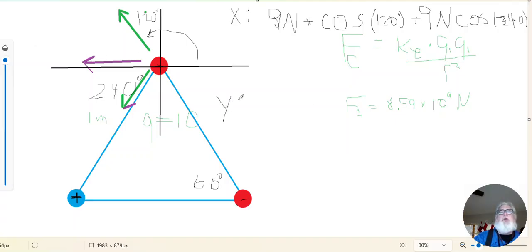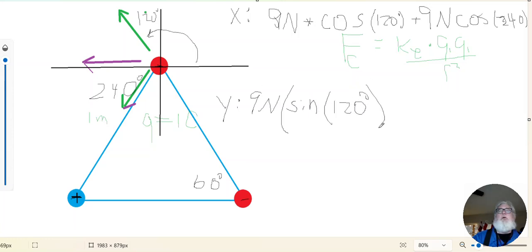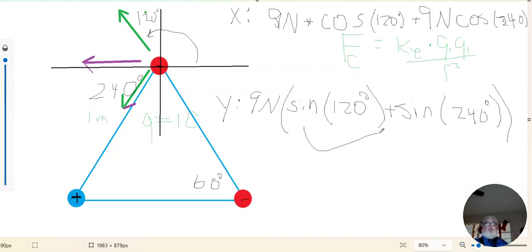Now, if we look at our y component, it'll be 9 newtons, and to get the y components, we have to use the sine. So we have sine of 120 degrees plus the sine of 240 degrees. You're going to find that these actually have opposite signs. There's going to be a magnitude, but they're going to have opposite signs, and they're going to add up to 0. The sum is equal to 0. So your y component is 0.